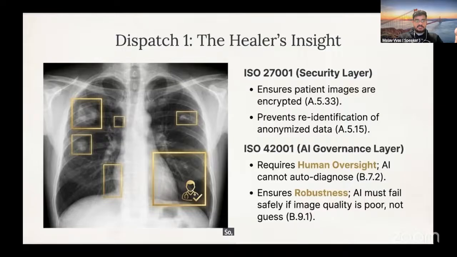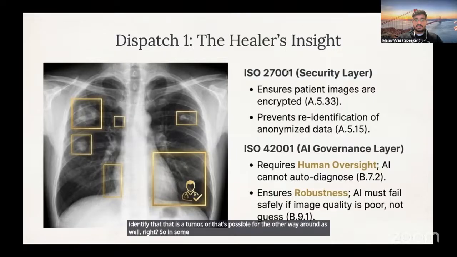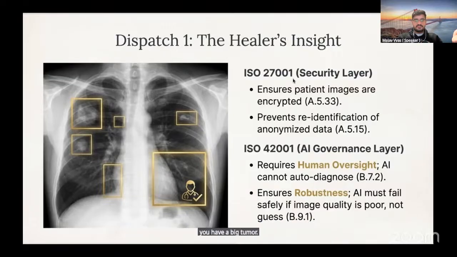In that case, AI can inaccurately, falsely identify that there is no tumor, and it's possible the other way around as well, right? In some cases, AI can also wrongly decide that you have a big tumor, just from someone's fingerprint on the X-ray, and the doctor will immediately start you on a high dose of medicine or radiation therapy. That would be really bad for the patient, right?